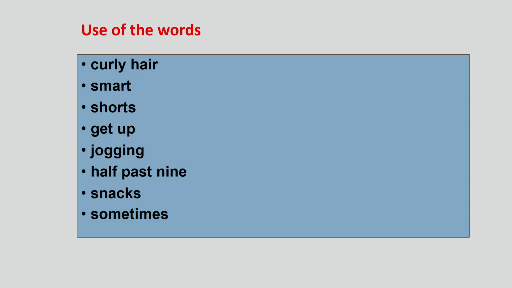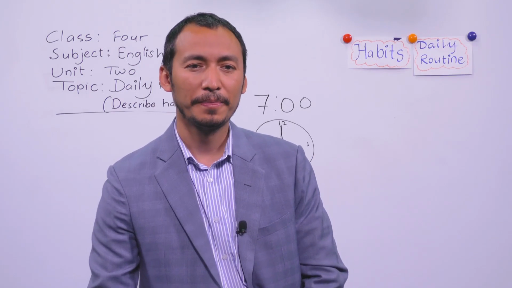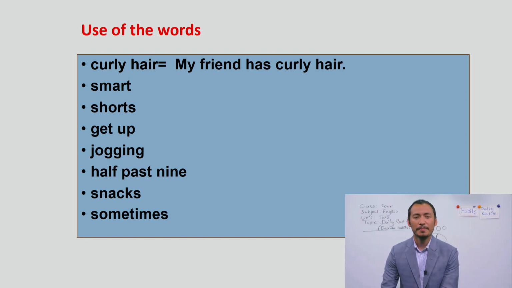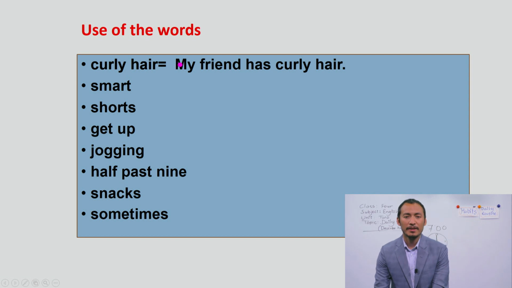Can you use these words now? Curly hair. Would you like to have curly hair? Yes, you would like, right? Okay. Then you can use it in a sentence. Okay, let's see. I have made for you, but you can say yours as well. My friend has curly hair. Has your friend got curly hair? Yes, right? Okay. This is the use of these words in a sentence.